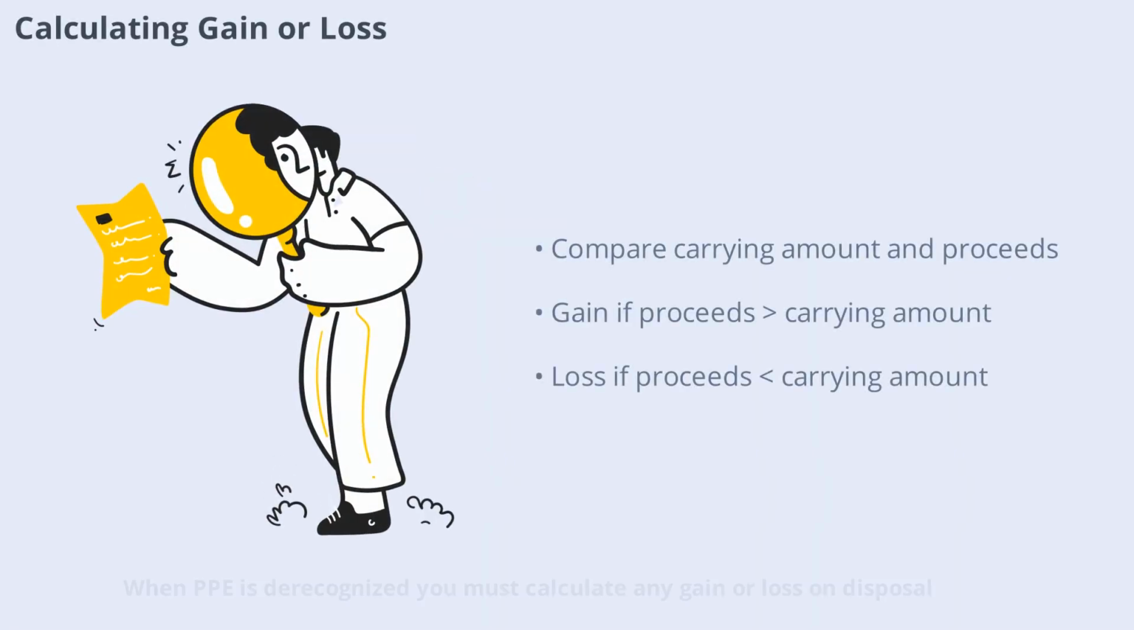When PPE is derecognized, you must calculate any gain or loss on disposal. This is done by comparing the asset's carrying amount with the proceeds received, if any. If the proceeds exceed the carrying amount, a gain is recognized. If not, a loss is recorded. This calculation is vital for reflecting the true financial impact of the disposal in the income statement.